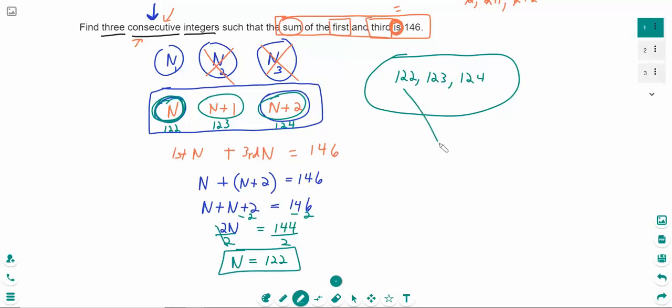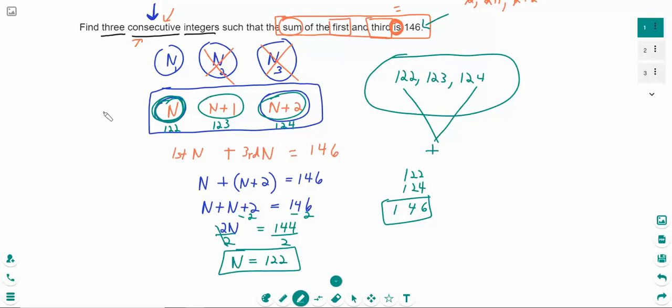So if we take the first and the third and we add them up, what do we get? We get 122 plus 124, which is going to be equal to 146, which is exactly what they're saying it should be. So we know we did it right. All right? So hopefully this all makes sense to you. Really, the insight that you need to remember is how to set up the problem.